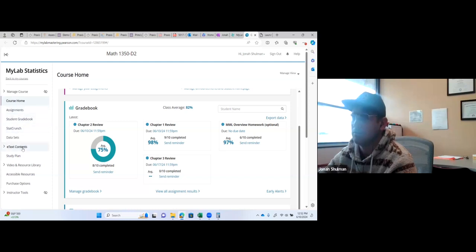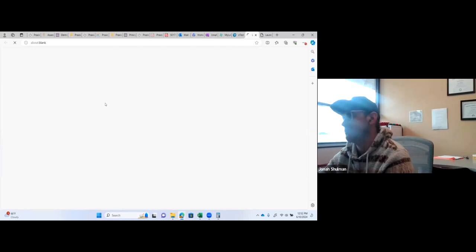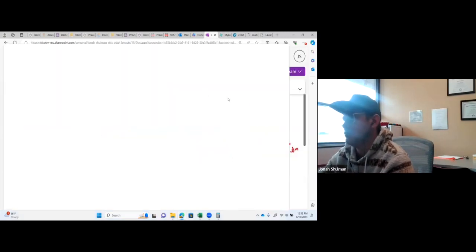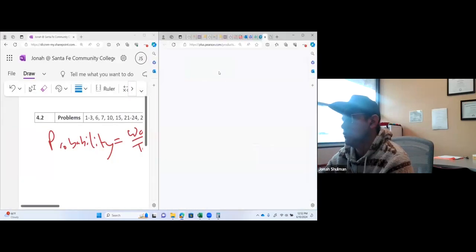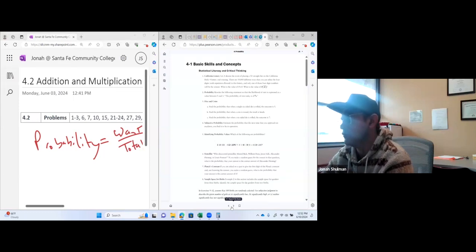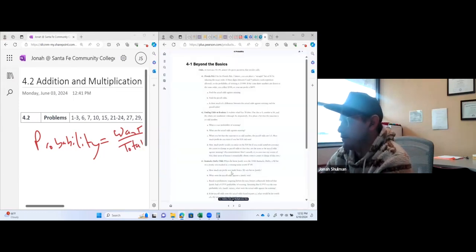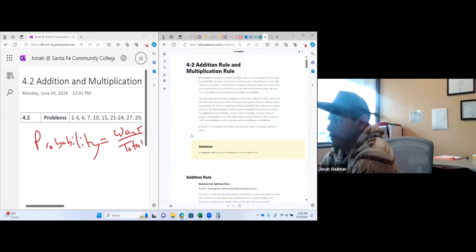So how do we get to the book? I'm going to go over here where it says e-text. I'm going to open a book. I'm going to separate this out, put it on the side. I'm going to keep this open and I'm going to go to 4.2 and I'll do my best to explain whatever it is that we have to do. All right, so these were the homework problems from before, I believe. Okay, so here's what we have.